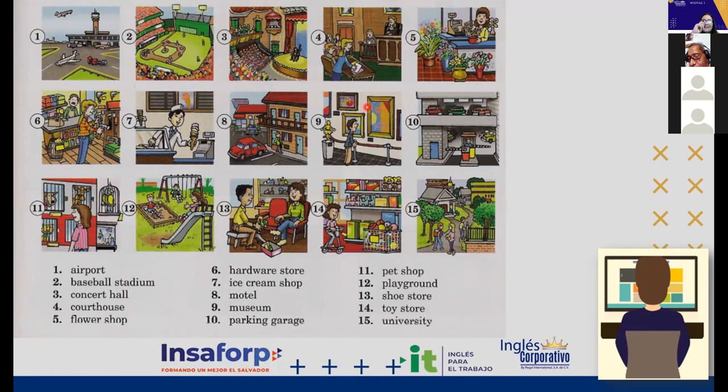La tercera es decir algo de cada uno de estos lugares. Por ejemplo, the airport. ¿Qué podríamos decir the airport? Del aeropuerto. Algo del aeropuerto. It's a place. The airport. It's a place. ¿Es un lugar qué?